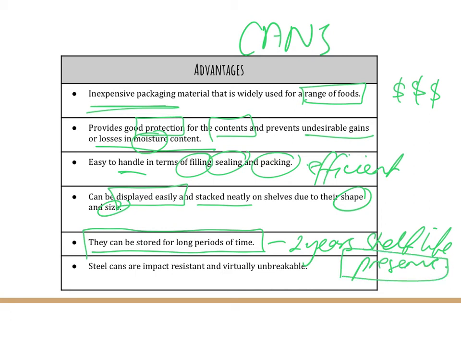The last one is that steel cans are impact resistant, which means they are not susceptible to denting. So the denting chance is very low. And they're virtually unbreakable, so they're very strong and they are very durable.